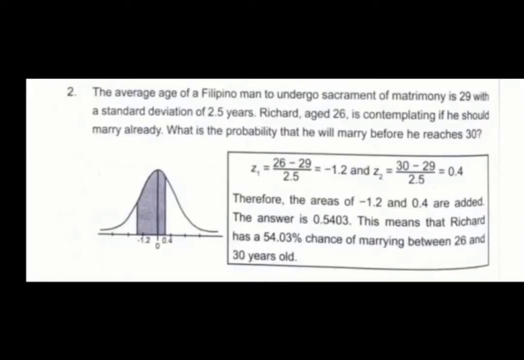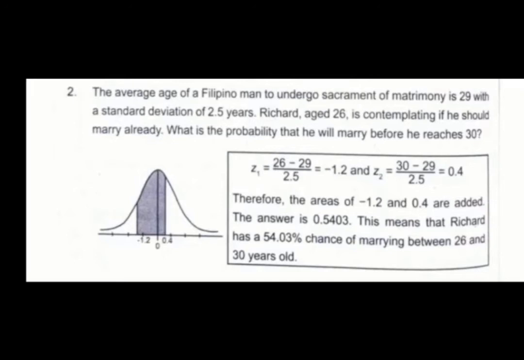The average age of a Filipino man to undergo the sacrament of matrimony is 29 with a standard deviation of 2.5 years. Richard, age 26, is contemplating if he should marry already. What is the probability that he will marry before he reaches 30? So dito guys, given na din yung ating mean, which is 29, and the standard deviation of 2.5. And ating variable dito is 26 and 30.